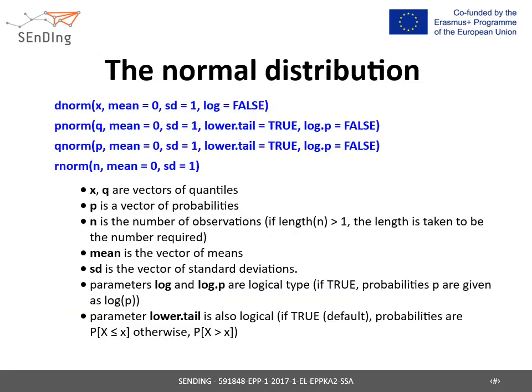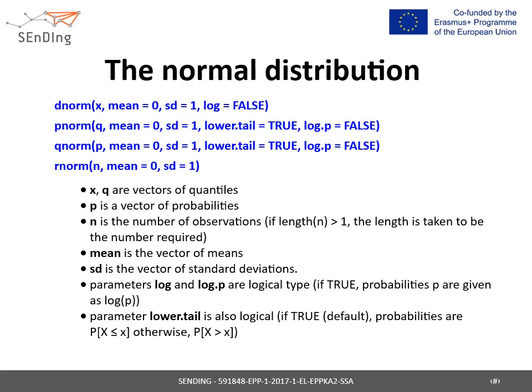In the general syntax of the four normal distribution functions, x and q are vectors of quantiles. p is a vector of probabilities. n is the number of observations. If length(n) is greater than 1, the length is taken to be the number required. mean is the vector of means and sd is the vector of standard deviations.